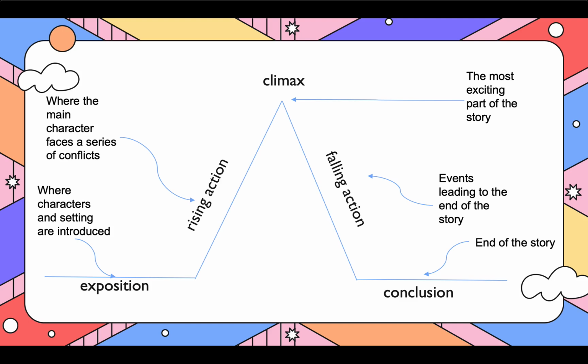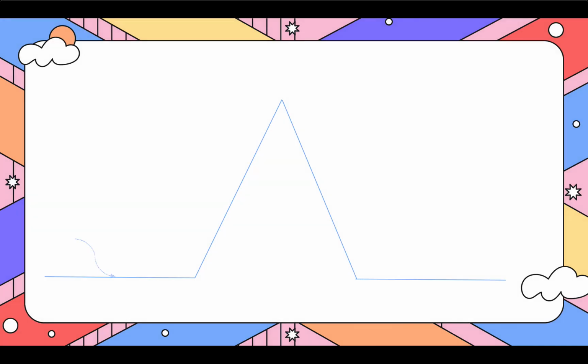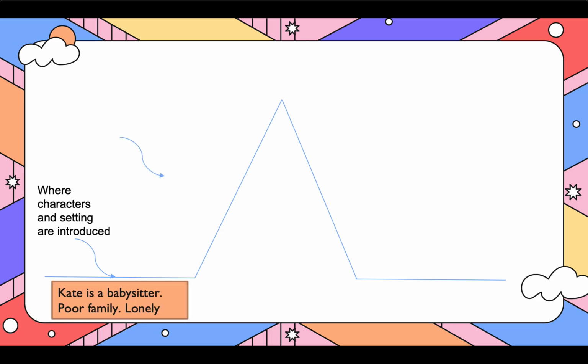So now I'm going to take my story about Kit and put it here. So you've drawn your cloud. Now you draw a triangle here and let's see how we can map it out. So where characters and setting are introduced, Kit is a babysitter. She's from a poor family. She's lonely.